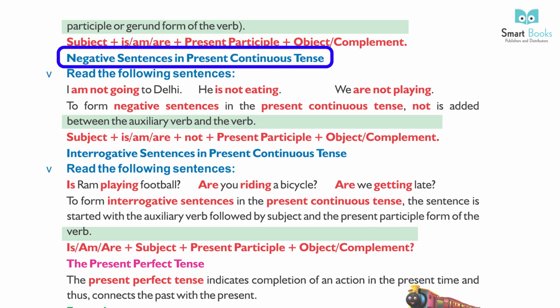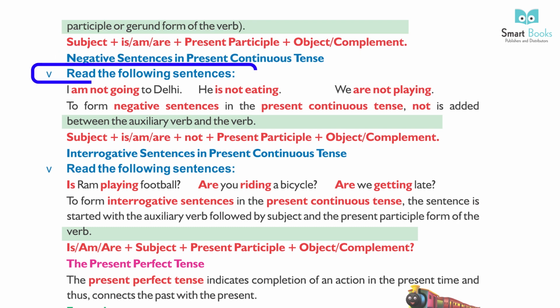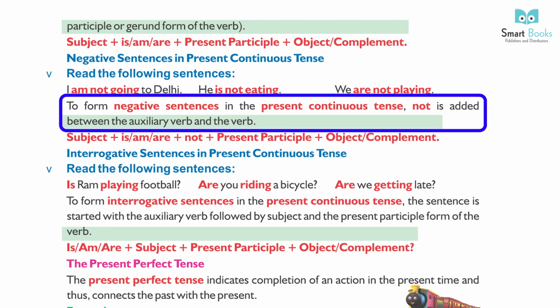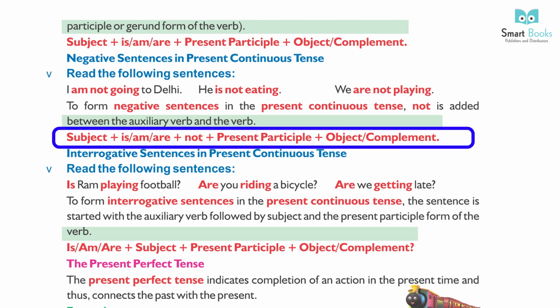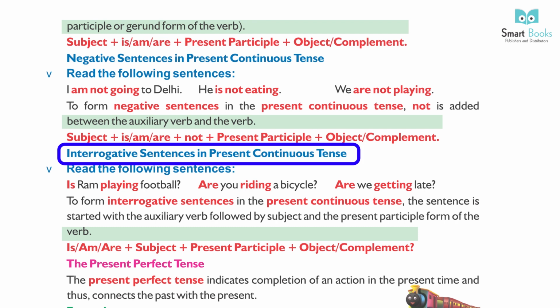Negative sentence in present continuous tense. Read the following sentences. I am not going to school. He is not eating. We are not playing. To form negative sentences in the present continuous tense, not is added between the auxiliary verb and the verb. Subject plus is/am/are plus not plus present participle plus object or complement. Interrogative sentences in present continuous tense.